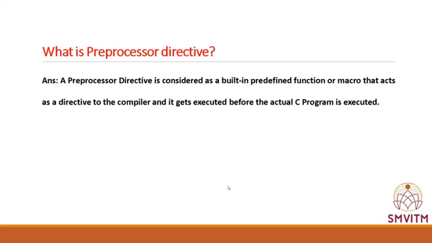So the first question is, what is a preprocessor directive and why is it used? It is considered a built-in predefined function, or it is also called a macro. When we talk about macros, it is already defined in the preprocessor as a function. It is used to do a specific work. We have already seen in the previous videos preprocessor directives like #define, #ifdef, #endif, and many others. It acts as a directive to the compiler. It directs the compiler to do certain tasks, and it gets executed before the C program actually gets executed.